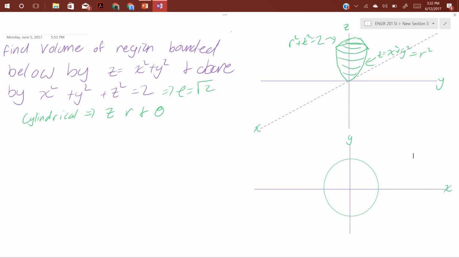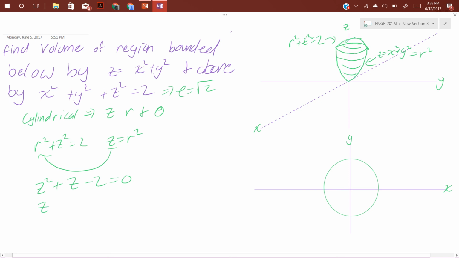In order to find the radius, we have r squared plus z squared equal to 2 and z equal to r squared. We can substitute z in for r squared here. So we say z squared plus z, subtract 2 from both sides, equal to 0. Then we can factor it, and we get z plus 2, z minus 1.